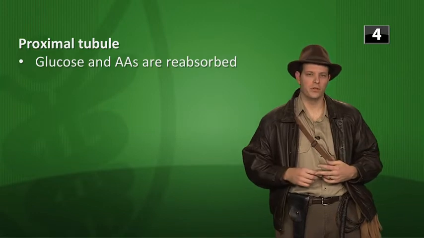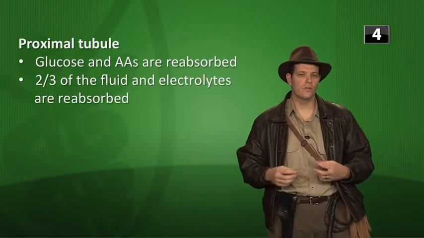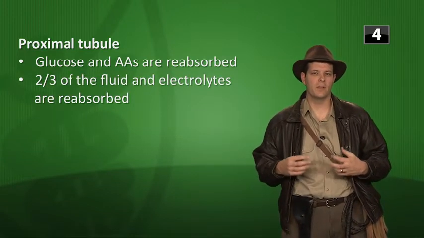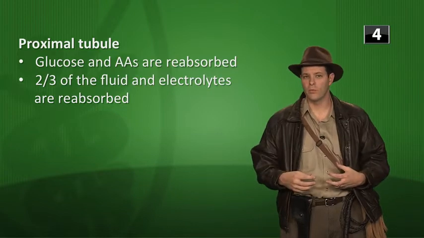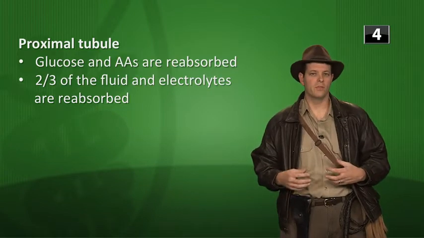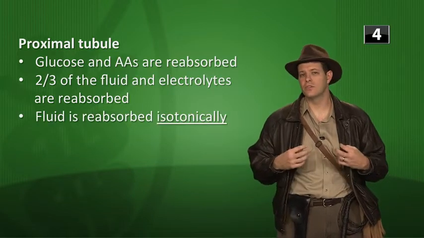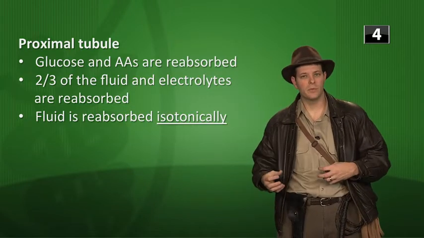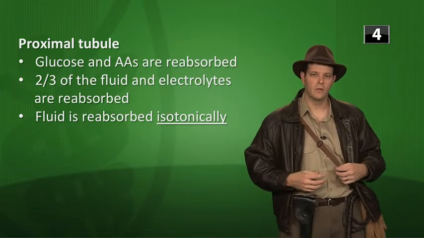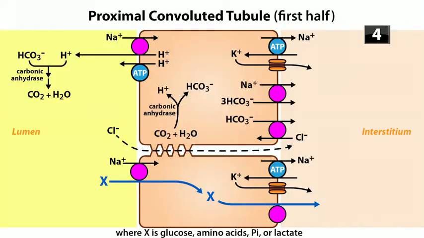We covered that in Renal 2. And about 2/3 of the fluid and electrolytes that were filtered by the glomerulus are also reabsorbed by the proximal tubule, and the fluid that's reabsorbed here is reabsorbed isotonically. So the electrolytes are reabsorbed and the water just follows. Let's look at this diagram. Over here on the left side is the lumen of the tubule. It's yellow. I'll let that sink in for a moment. Yellow fluid in the kidney.